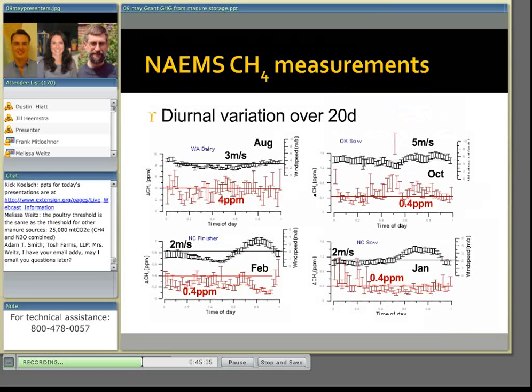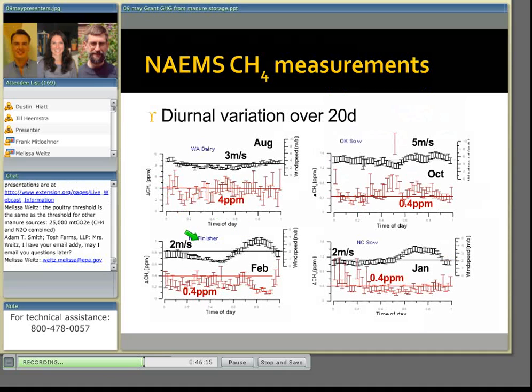To give you an idea of this snapshot that we have for four different locations, I give you the standard deviation of concentrations at a given hour of the day. So 0.5 right here is noon in terms of Greenwich time. And the variation of concentration you can see for this dairy in Washington averages something in the order of 4 parts per million.